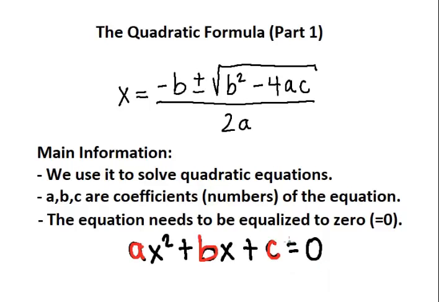As mentioned before, a, b, and c are only the numbers. So we're not going to use the letters. We're going to use the numbers that are supposed to appear in this part of the equation. A is always going to be the number that is with x squared, b is always going to be the number that is with x, and c is going to be the number that is alone, the independent term.